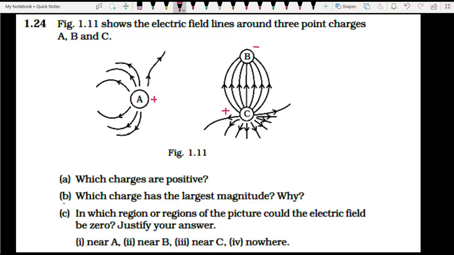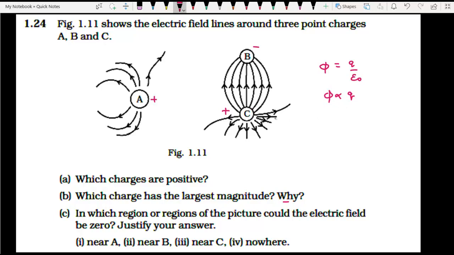Now in part B, he is asking which charge has the largest magnitude and why. Now you know this formula in the Gauss law, that phi is equal to Q by epsilon naught, and from here you can say that the amount of flux or the number of field lines that can be associated with the charge is directly proportional to the magnitude of the charge.